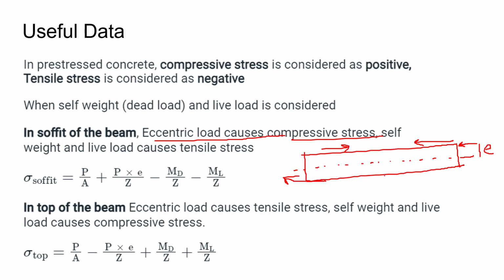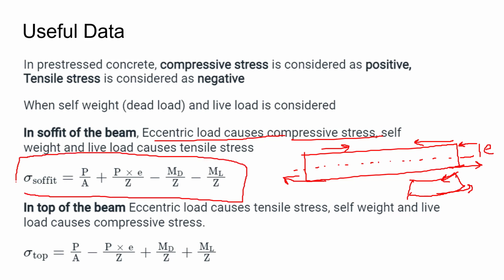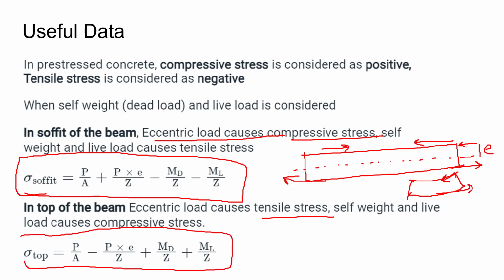That is, with this tensile stress the beam will deflect like this. At the bottom, tensile stresses will generate. At the top surface, the compressive stresses will generate. We have this formula for this prestressed concrete beam in order to calculate the stresses. At the top of the beam, eccentric load causes tensile stress. Self-weight and live load cause compressive stress. So the sigma top will become this. We have this formula.